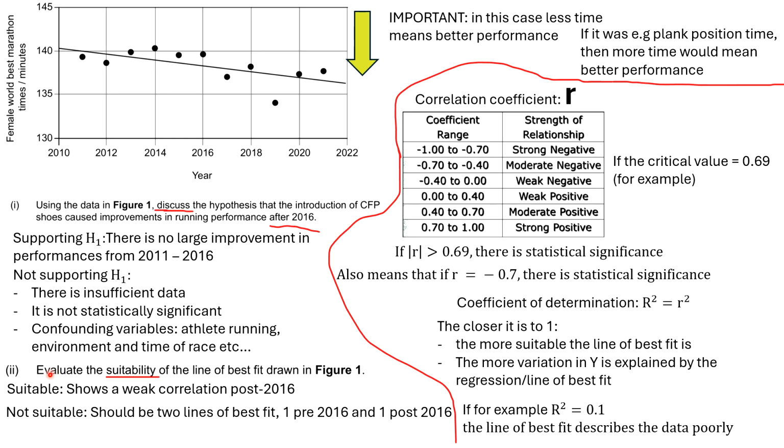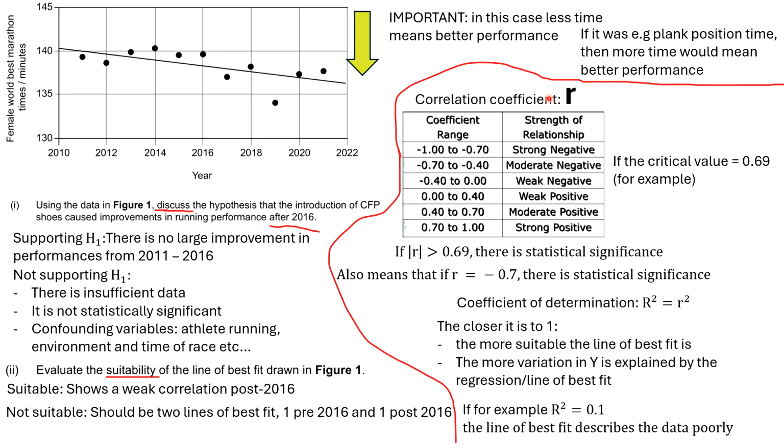Now evaluate the suitability of the line of best fit drawn here. Evaluate arguments for and against. So why it's suitable? It shows a weak correlation post 2016. So you can see a weak correlation here. So it could work, but you should draw two separate lines of best fit here, because you would draw one here and one post 2016. That would be better.